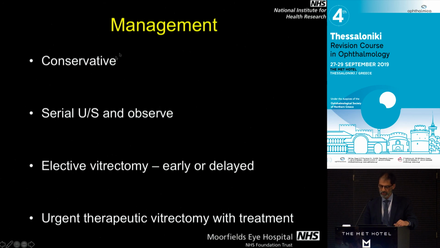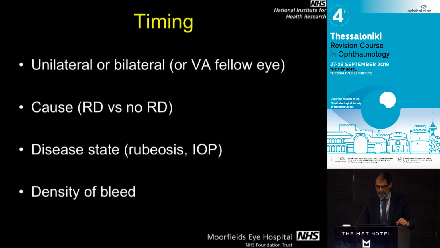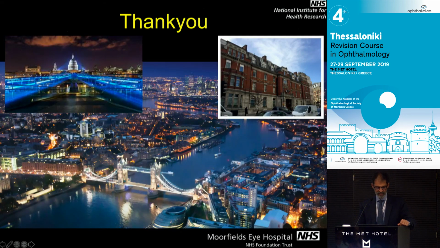And management can be conservative, which involves serial ultrasounds until it clears, elective vitrectomy, early or delayed, chosen by the patient, or urgent therapeutic vitrectomy with treatment chosen by the surgeon. I think I've gone backwards. And the timing depends on whether it's unilateral or bilateral for practical purposes for the patient, the cause, the disease state, and the density of the bleed. Thank you.